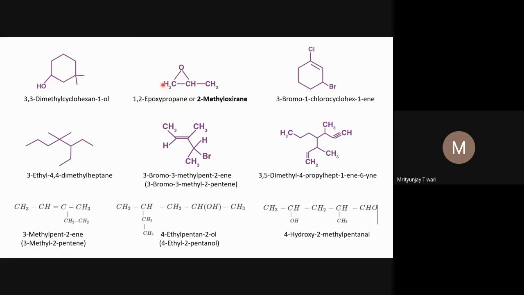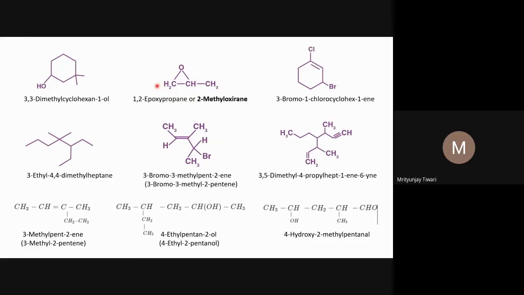If suppose there was one CH3 group and this is CH, then this will become 1, 2, 3, 4. So in that case it will be 2,4-epoxybutane. Now another name of this compound will be what? The entire ring is called the oxirane ring, which is recommended by the IUPAC.